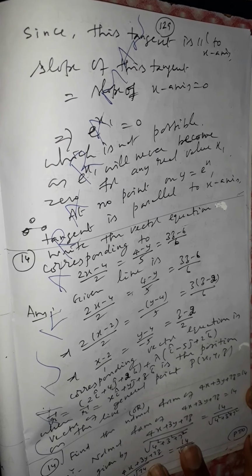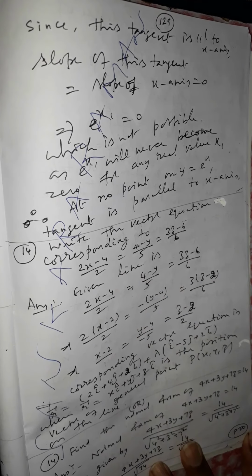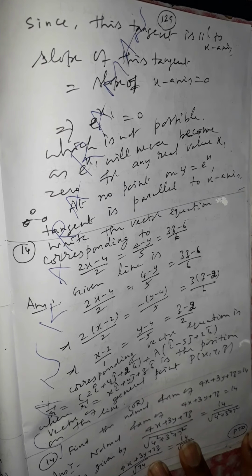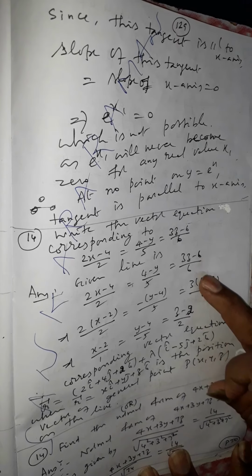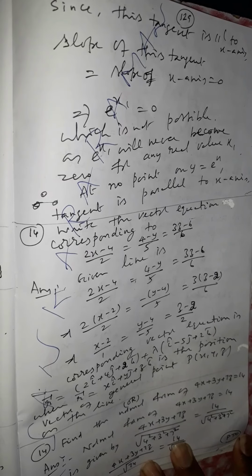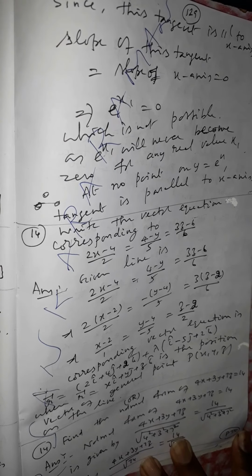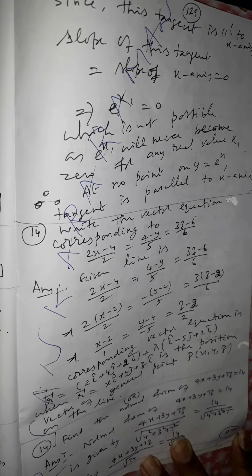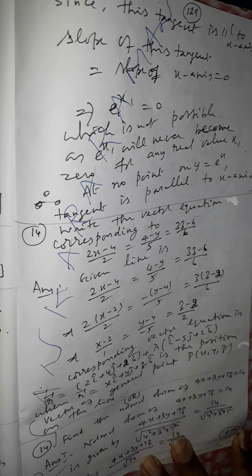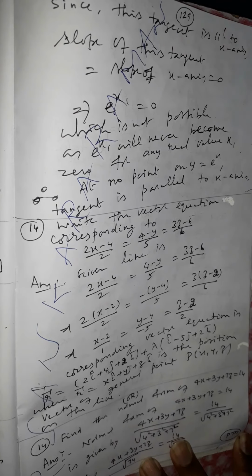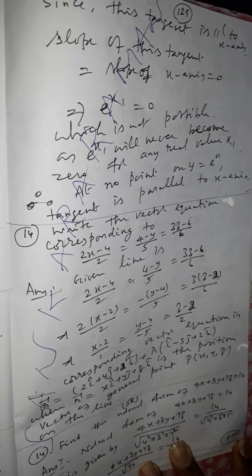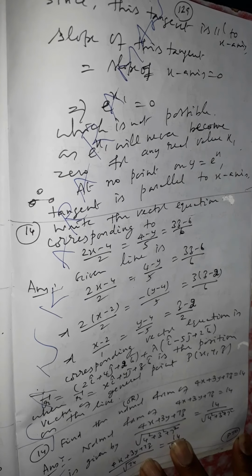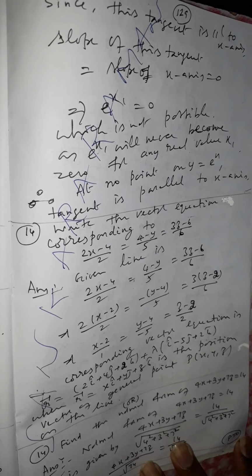Okay, let me move on to question number 14. Write the vector equation corresponding to (2x minus 4) divided by 2 is equal to (4 minus y) divided by 5 is equal to (3z minus 6) divided by 6. Listen carefully. I should always bring it to the format (x minus x1) by l is equal to (y minus y1) by m is equal to (z minus z1) by n. This is the equation of the straight line passing through (x1, y1, z1) having DRs l, m, n. I should always bring it to that format.